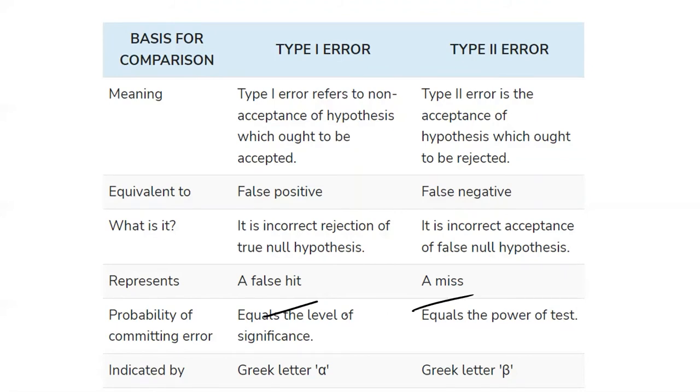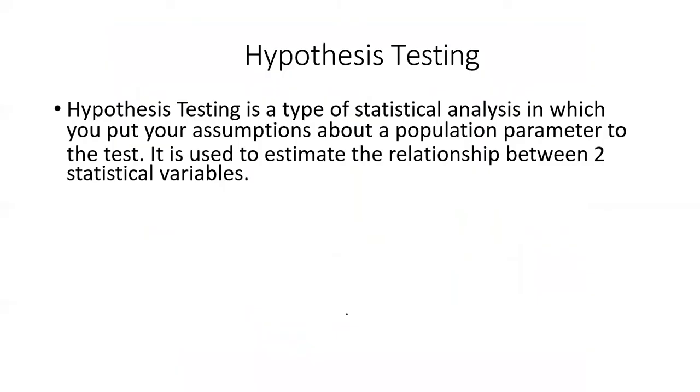Okay, then the probability of committing the type 1 error is equal to the level of significance. Remember this point. Sometimes they give you a match-the-column type question that type 1 error is equal to the level of significance, and in case of type 2 error it will be equal to power of test. Okay, and the symbolic representation of type 1 error is alpha and the symbolic representation of type 2 error is beta.